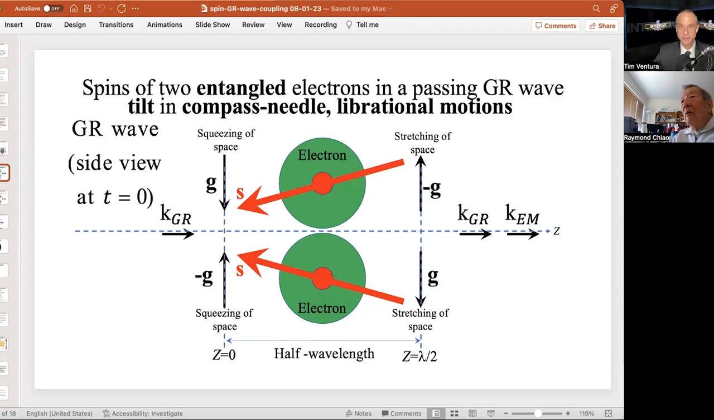And on the right, there is a stretching of space denoted by minus G and G, respectively, in the upper and lower halves of the figure here. And the fact that the space is being squeezed on the left and stretched on the right means that the compass needles' directions, shown in the red arrows, will tilt towards each other. And so that's the idea.